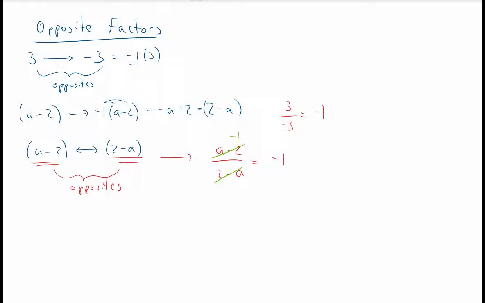So when I see opposite factors in a rational expression, we can cancel and leave a -1 behind. Let's see that in action on a couple examples.